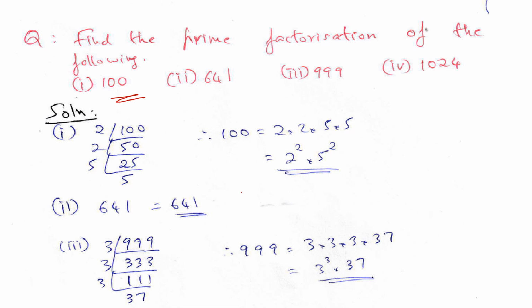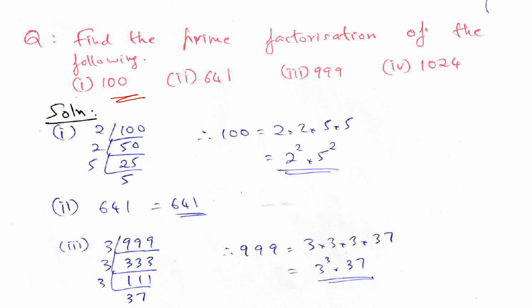Second problem is 641. You cannot do anything to 641 because 641 is a prime number. So don't go for any factorization here, leave it as it is. Third problem is 999. Is 999 divisible by 2? No. So you start with 3. Yes, it goes 333 times. Next, 333 is divisible by 3, 111 times.